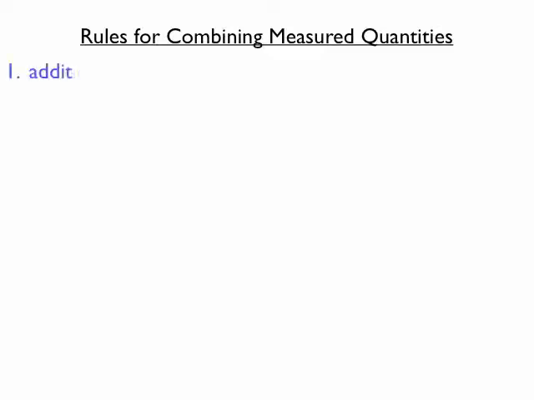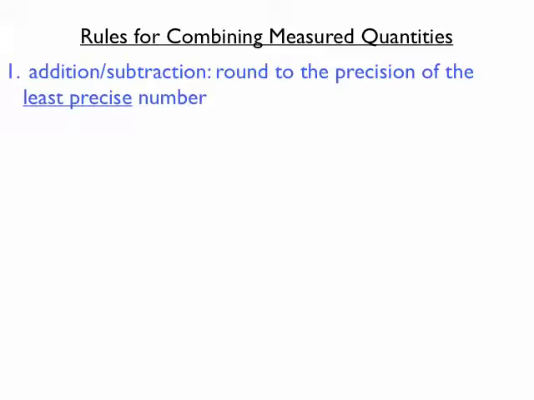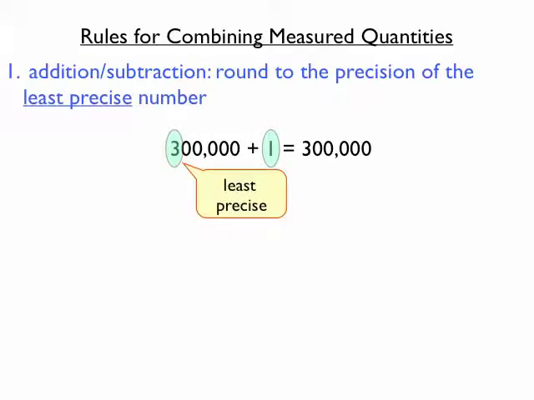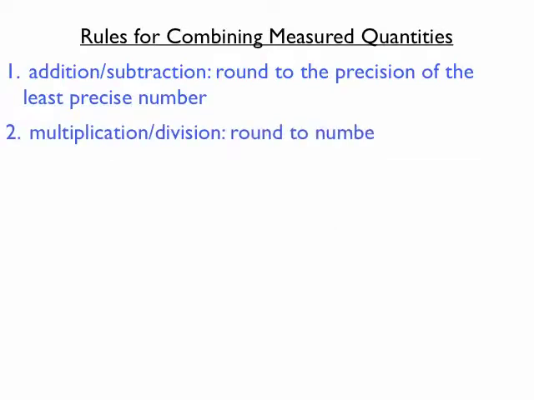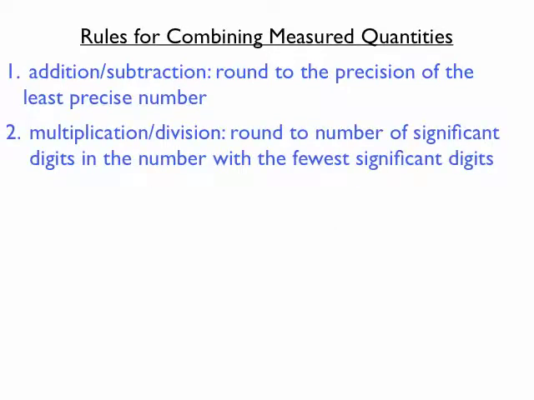For addition or subtraction, we round the answer to the precision of the least precise number in the problem. In our population example, the first number was precise only to the nearest 100,000, while the second was precise to the nearest 1. Since the first number is the least precise, the answer must have the same precision of the nearest 100,000. For multiplication or division, we count the number of significant digits in each measurement in the problem, then give the answer with as many significant digits as the number with the fewest.